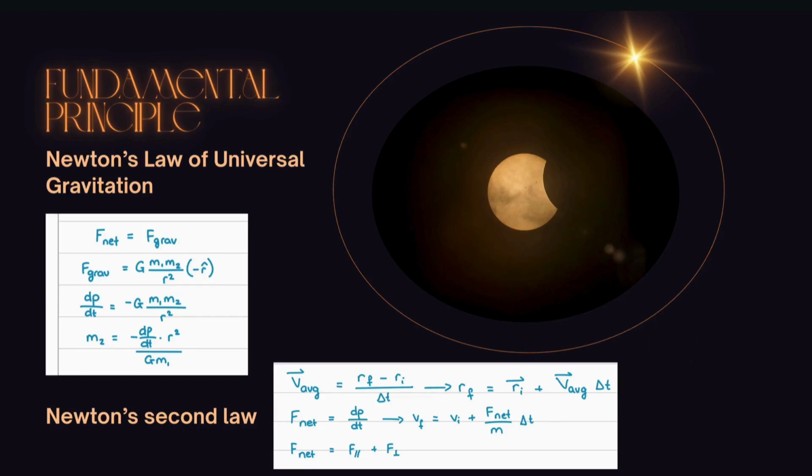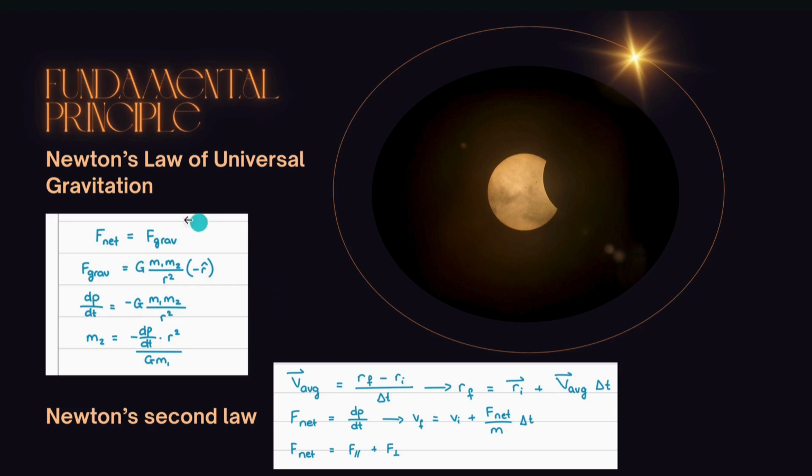Next, fundamental principles. The first important equation that I use in this lab is the position update formula from the average velocity, and next is the velocity update formula from Newton's second law, F net equals dp over dt, also known as the momentum principle. F net can also be found with F parallel plus F perpendicular.